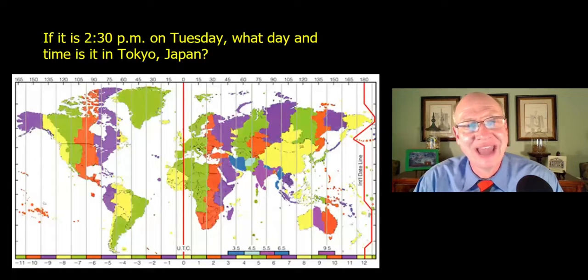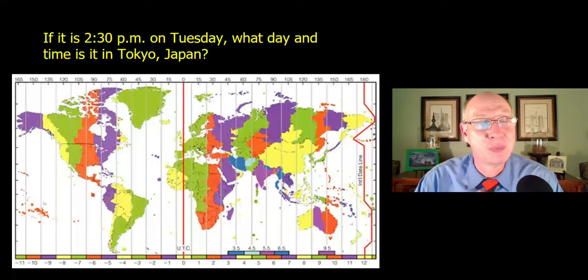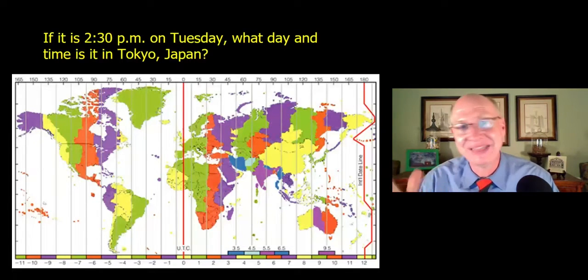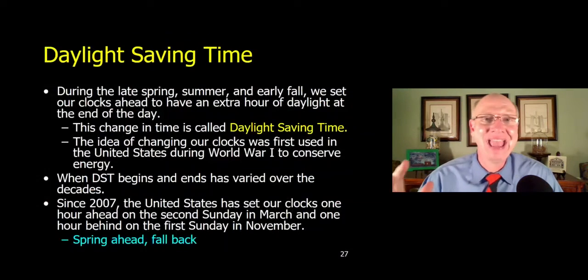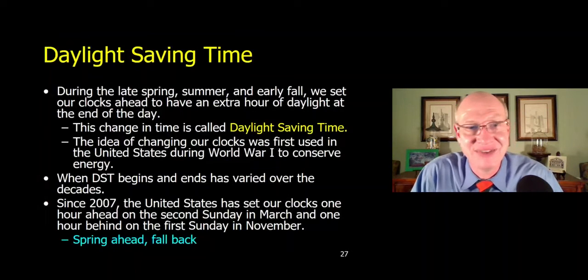And what you're going to find out is that if it was 2:30 p.m. Tuesday, what day and time is it in Tokyo, Japan? You'll find out that it is probably not 4:30 in the morning. You'll probably find out that it is 3:30 in the morning, depending on the time of year that you do the Google search. So why is that? Why is it off by an hour? And the answer, of course, is daylight saving time.